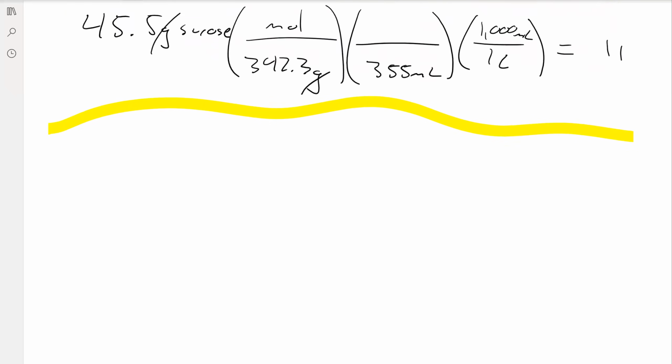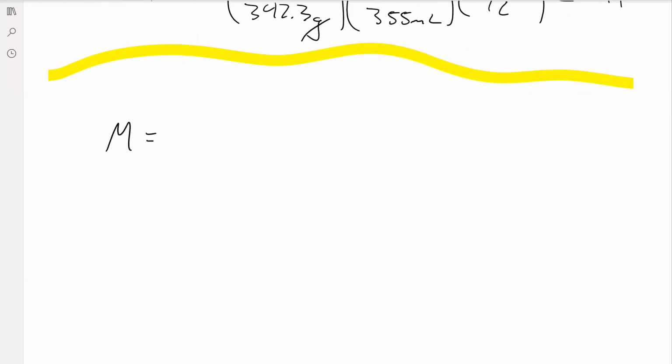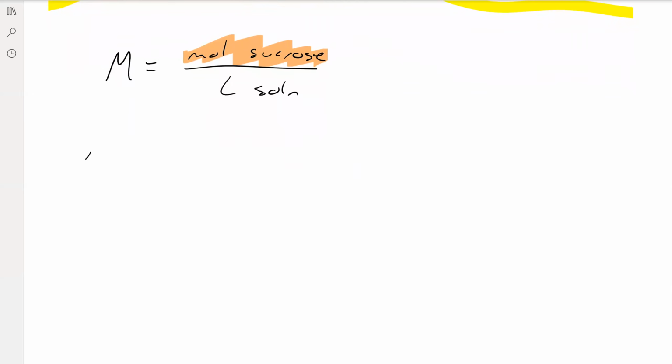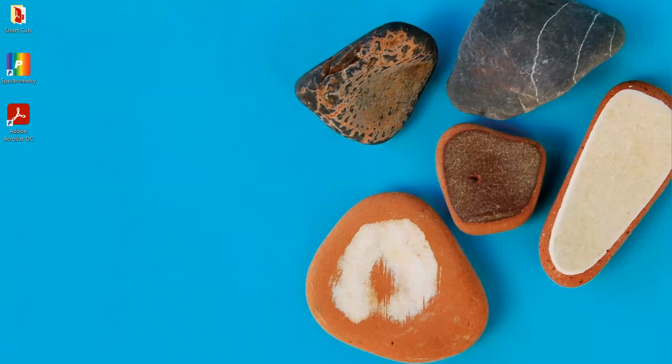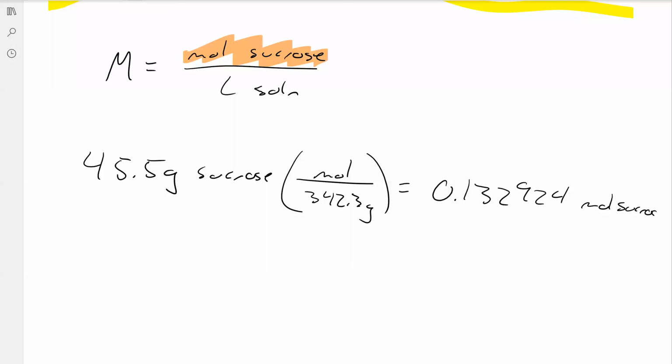Another way to do it would be to look at it like a plug and chug type of problem, right? So molarity is going to be equal to moles of sucrose over liters of solution. And so then you want to take a look at each individual piece and figure out how to get it. Well, our moles of sucrose is going to come from the grams. So 45.5 grams of sucrose, divide by the molar mass, gives 0.132924 moles of sucrose.